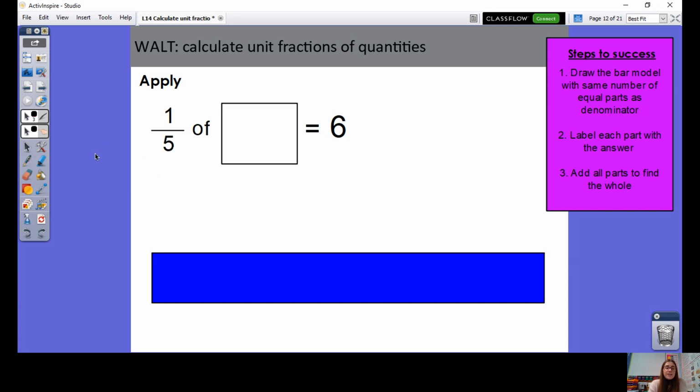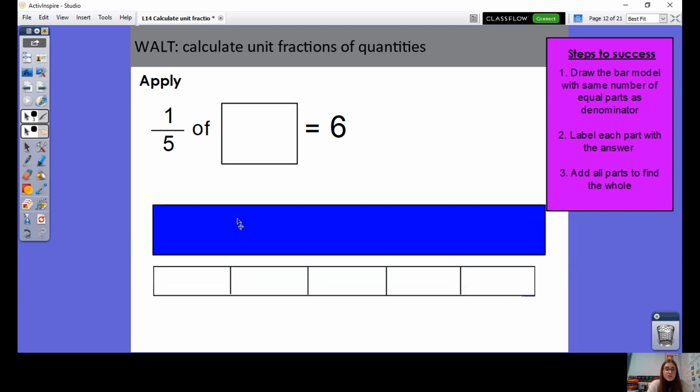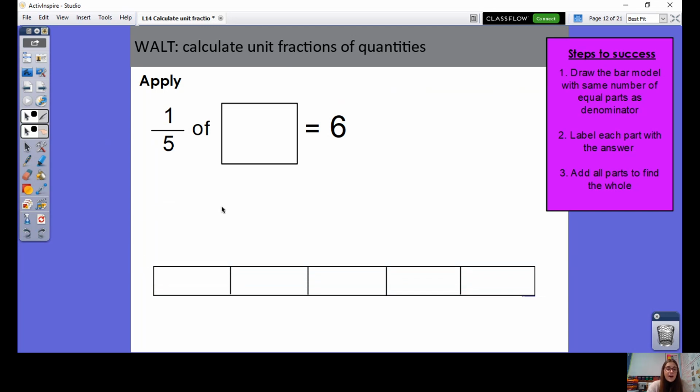We're looking at very similar things, but just with a slightly different concept now, is that we know what the part is, we're looking for the whole this time. So our first step is to draw the bar model with the same number of equal parts as the denominator. So the denominator here is 5. We're looking at fifths. So my bar model has 1, 2, 3, 4, 5 parts. So I'm going to label now each part of my bar model with the answer, because we've already been told that one part is equal to 6. So I need to write out 6 on each of my parts on my bar model.